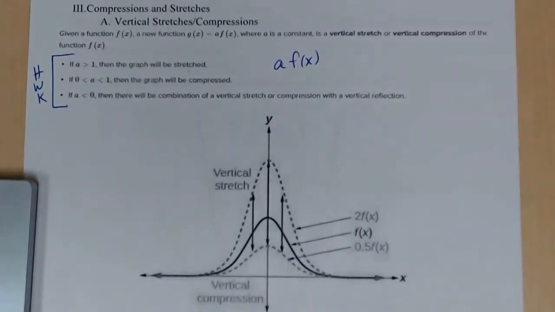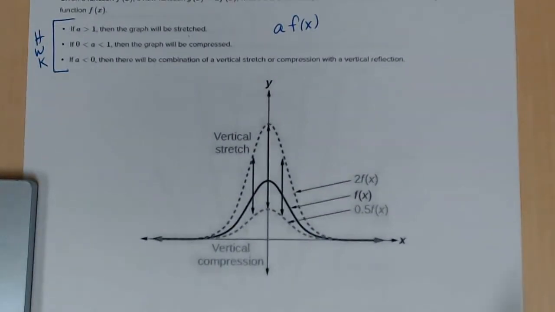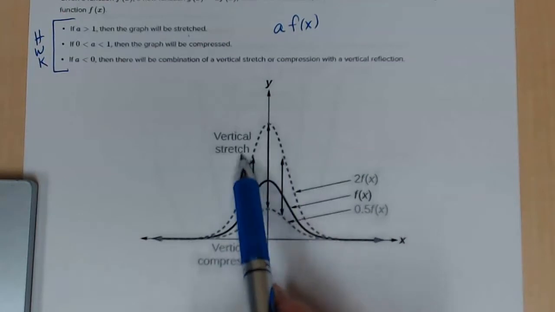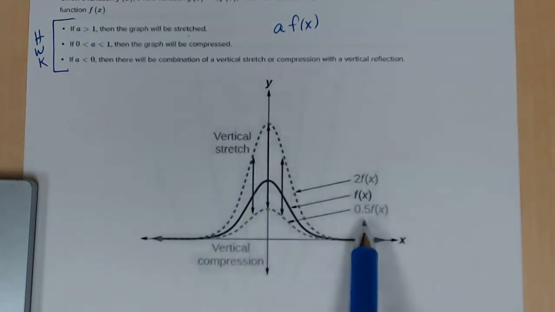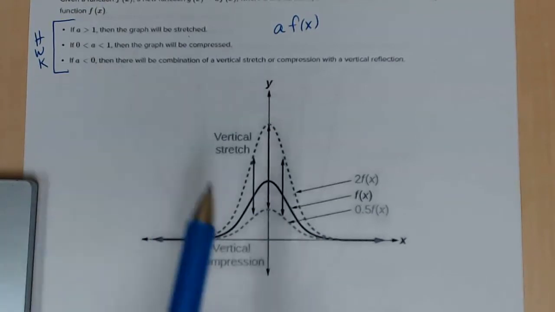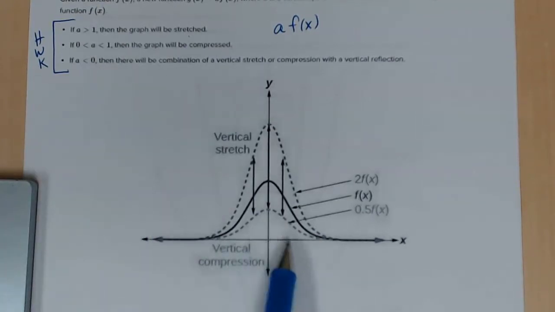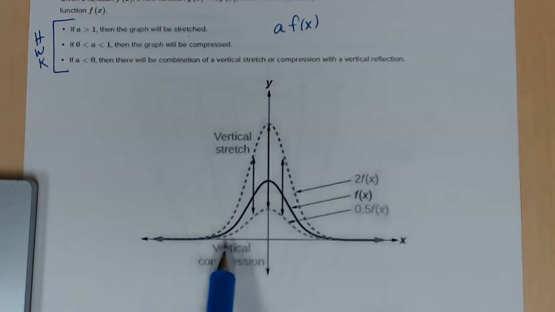And so let me show you what that looks like here, because a picture really helps. So here's my f of x function. If I multiply by 2, a number larger than 1, we get this graph here, which is a stretch. If I multiply by 0.5, which is a number between 0 and 1, we get a compression of it. Still maintains the same shape, but you can see it's been stretched or compressed.